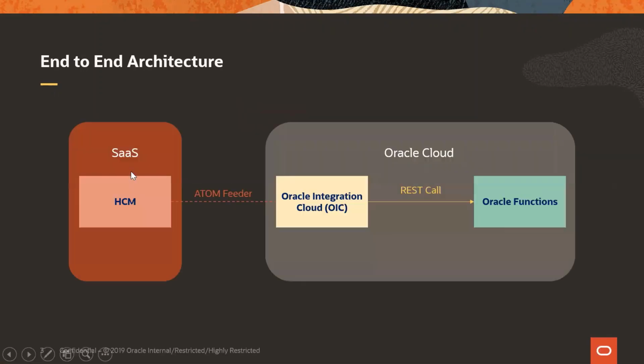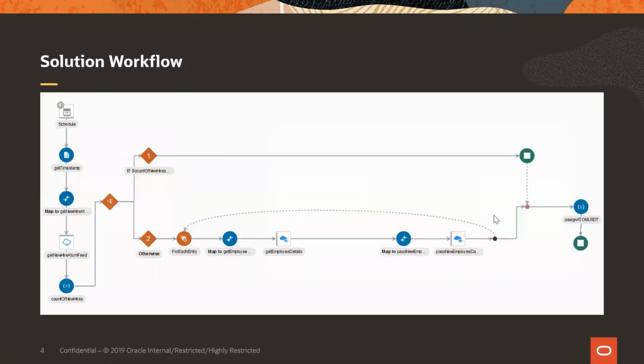Let's get started. This is a high-level view of our end-to-end architecture. It involves 3 components: a SaaS application, Oracle Integration Cloud, or OIC, and Oracle Functions. Our solution goes from polling for inputs from the SaaS application HCM, requesting and passing the input data from OIC, then processing and handling the data with Oracle Functions. Next, we'll dive into a more detailed view of our solution.